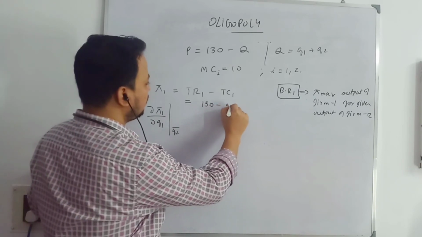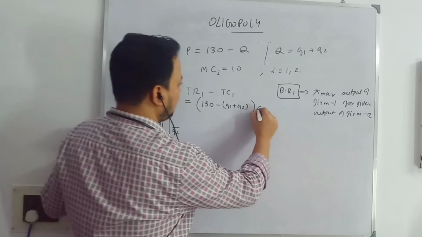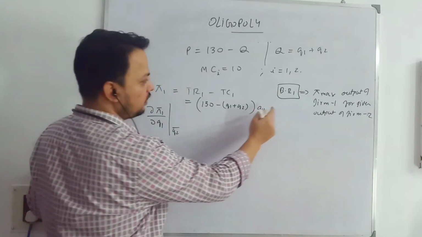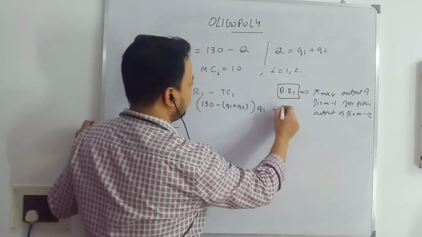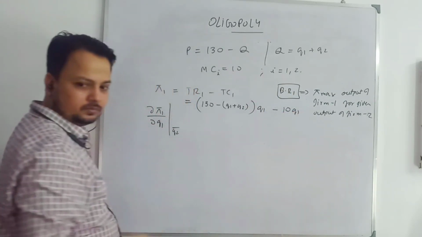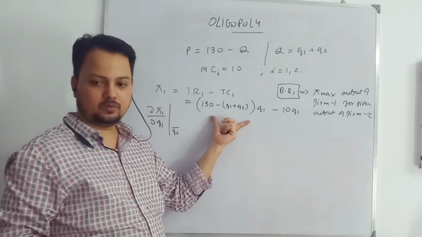130 minus Q1 plus Q2 in the bracket, then whole bracket. This is for firm 1. Then I write Q1. This is your price into quantity of 1 minus marginal cost, which is 10. Total cost will be 10 into Q1. Okay, so this is your total cost, and this is your total revenue.